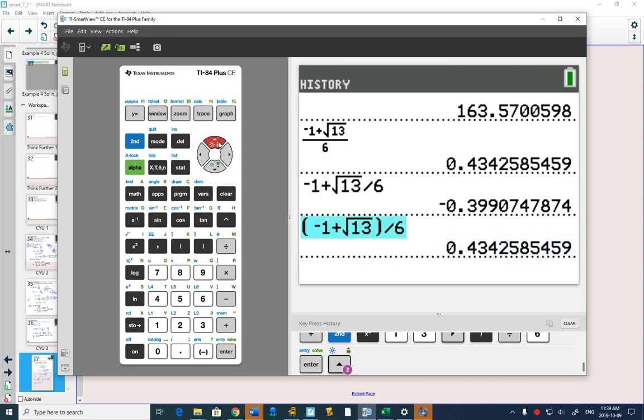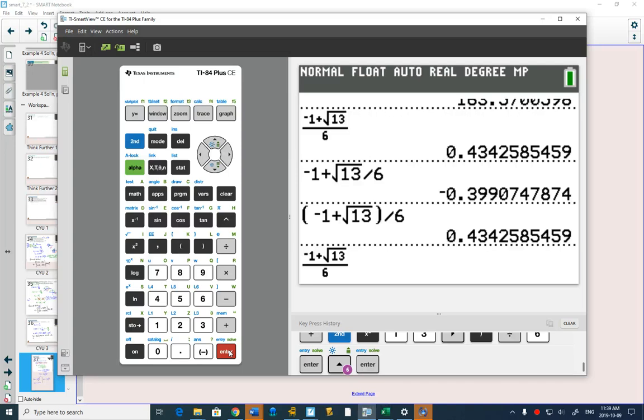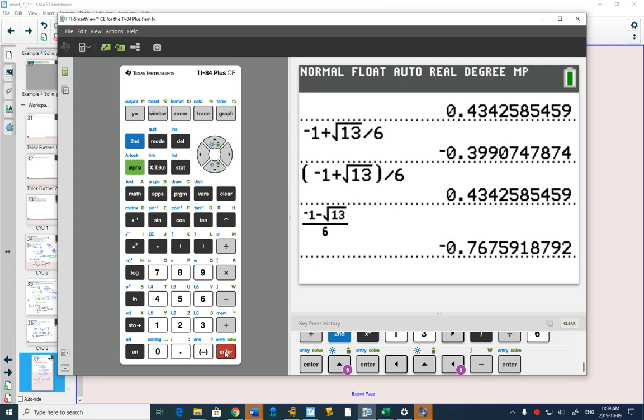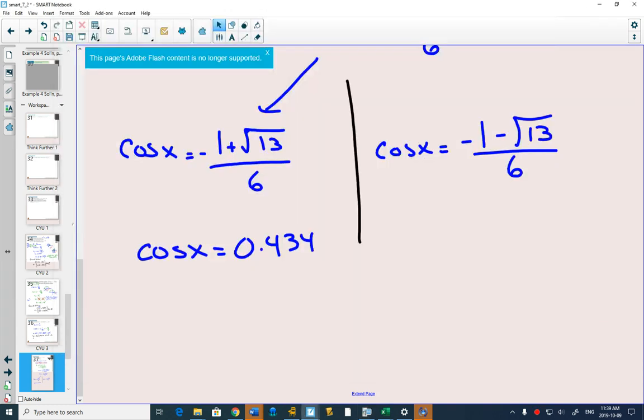But if you have this fraction button, it is a lot nicer because you can type it exactly as you wrote it. I'm also going to just change this sign in the middle to a subtract sign. Push enter, negative 0.768.